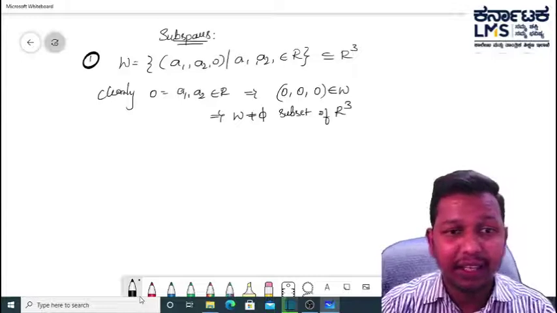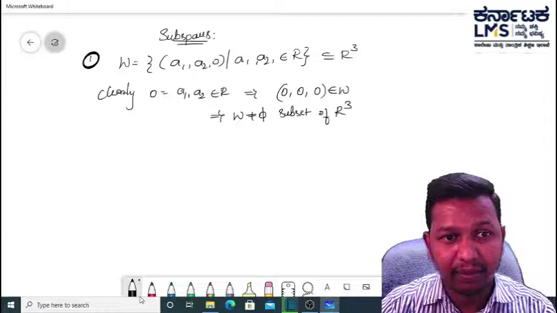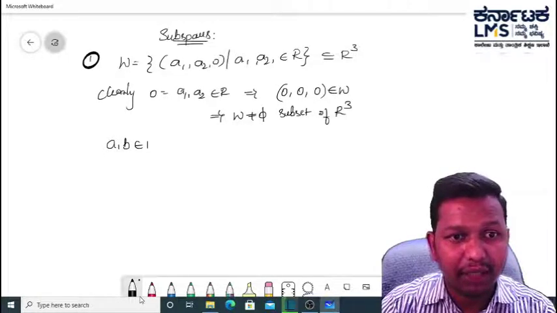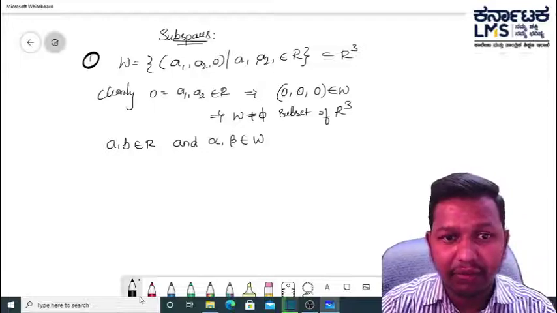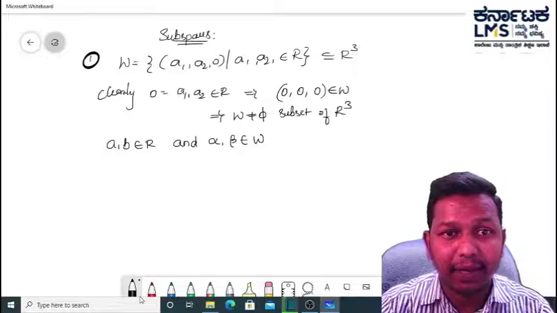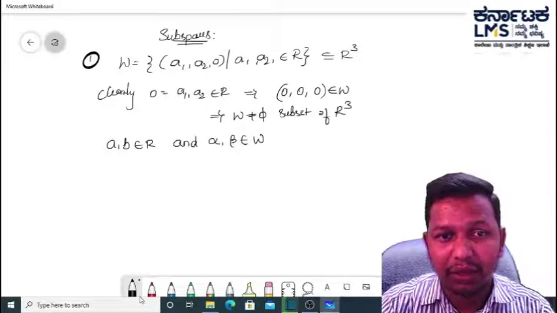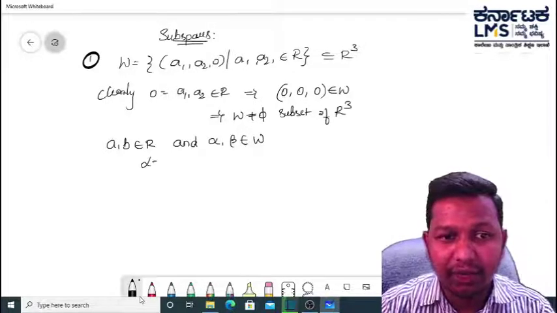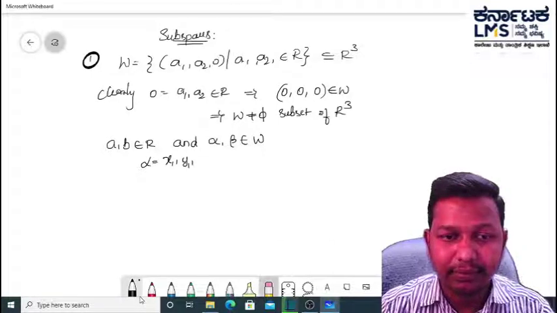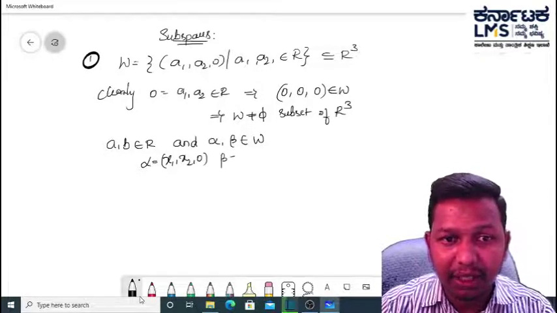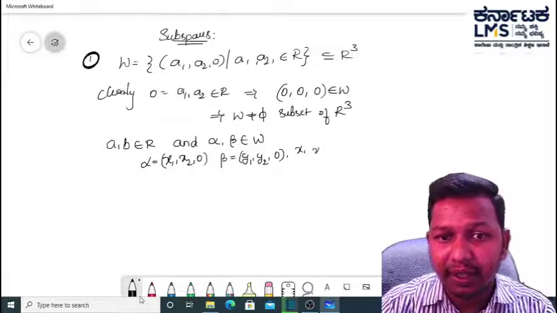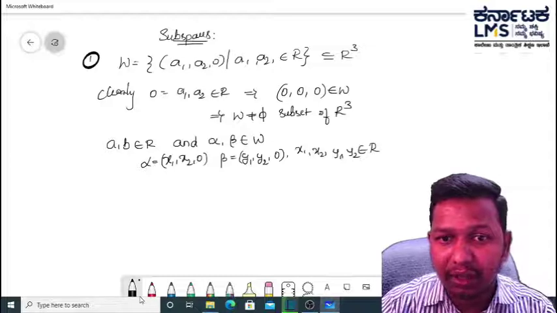Next, we need to check the criterion for subspace. To check the criterion for subspace, I need two scalars a, b belonging to R and two elements alpha and beta from W. Since W contains triplets (a1, a2, 0) where a1, a2 belong to R, I choose alpha as (x1, x2, 0) and beta equals (y1, y2, 0), where x1, x2, y1, y2 are elements of R.